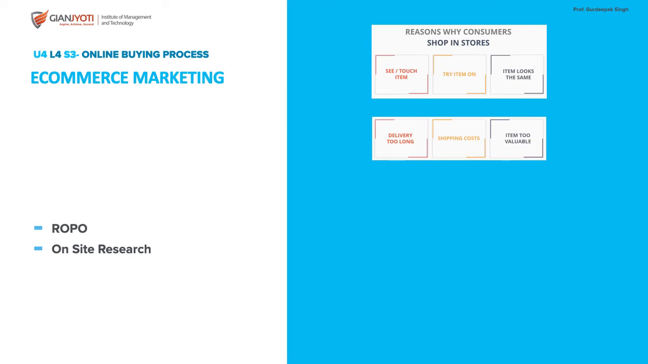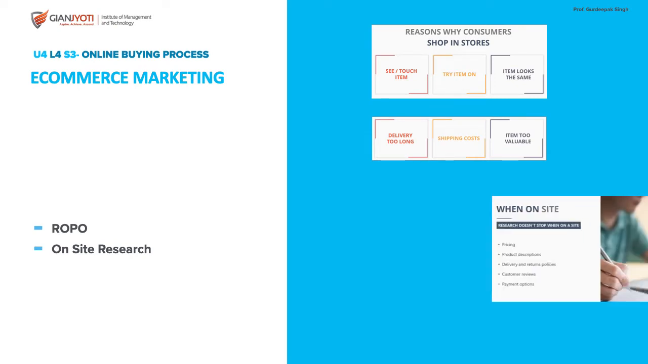Sometimes the delivery takes too long, so they can't wait, they don't have that patience. Also, if there is a shipping cost, they don't want to pay for that. Or maybe the item is too valuable. For example, you're buying a very expensive mobile phone or jewelry. So if it is too valuable, you prefer to go and buy offline.